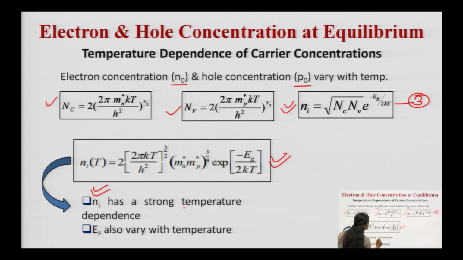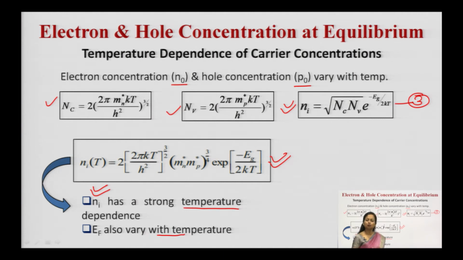From here you can conclude that Ni has a strong temperature dependence, because if temperature varies, carrier concentrations will vary, and accordingly this overall expression will vary. And Ef, which is the Fermi level, also varies with the temperature, as already studied. It means the total carrier concentration depends upon the temperature.